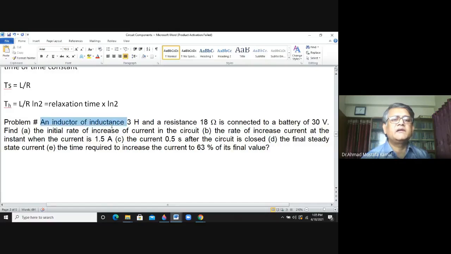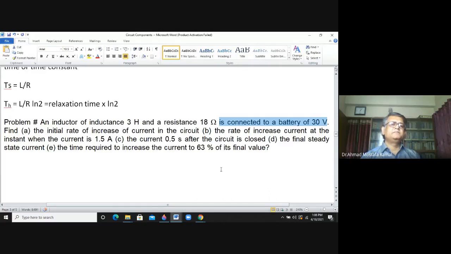An inductor of inductance L, 3 Henry. L equal to 3 Henry. Write it down. And a resistance of 18 ohm, R equal to 18 ohm. Very easy problem. It is connected to a battery of 30 volt, V equal to 30 volt. So given L equal to 3 Henry, R equal to 18 ohm, and V equal to 30 volt.